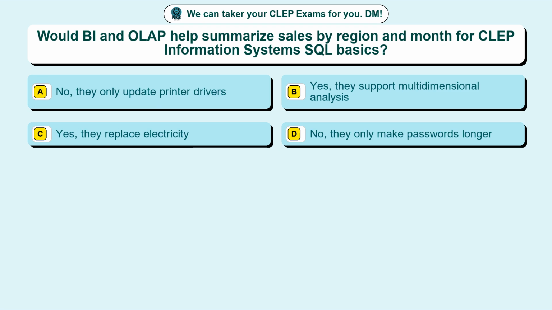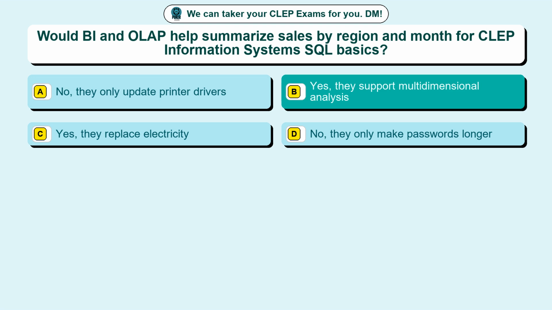Question 9. Would BI and OLAP help summarize sales by region and month for CLEP Information Systems SQL Basics? Option A. No, they only update printer drivers. Option B. Yes, they support multidimensional analysis. Option C. Yes, they replace electricity. Option D. No, they only make passwords longer. The correct answer is option B.